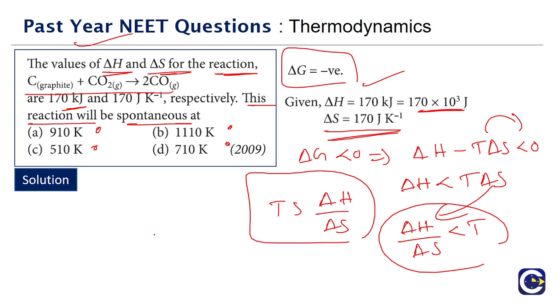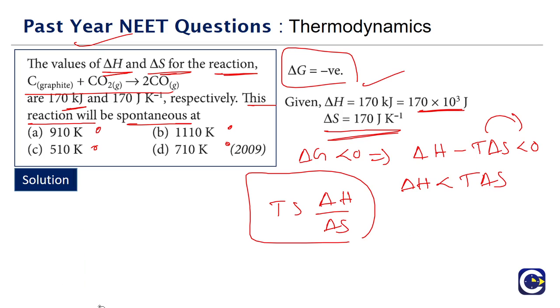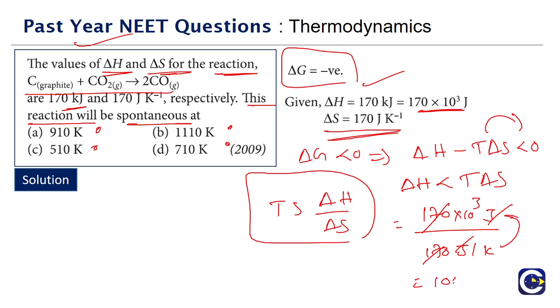We can say A less than B, or we can say B more than A. So the temperature value should be more than del H by del S. Now see, del H is 170 into 10 power 3 joules, and del S is 170 joule per Kelvin. So the 170 cancels, the joule cancels. It is 1000 Kelvin, which means for spontaneity the temperature should be more than 1000 Kelvin.